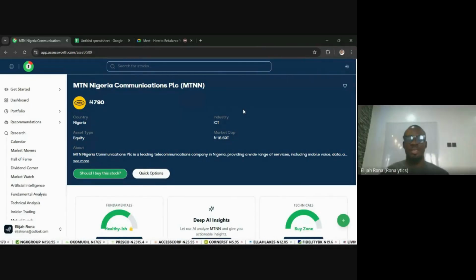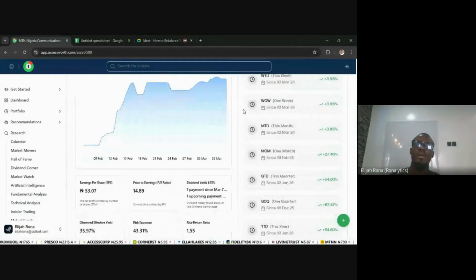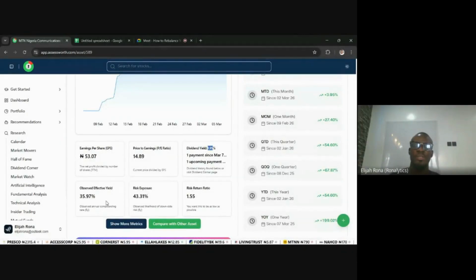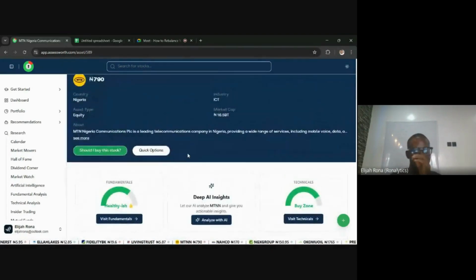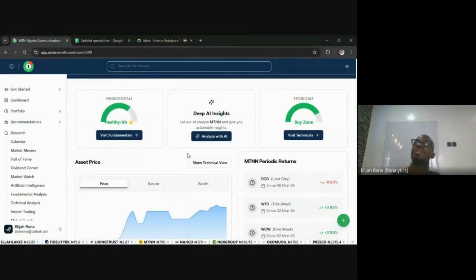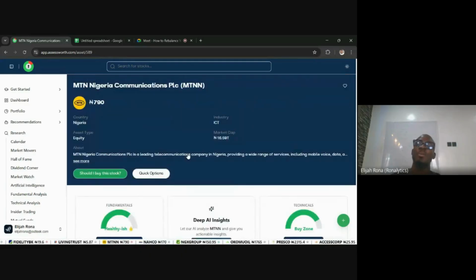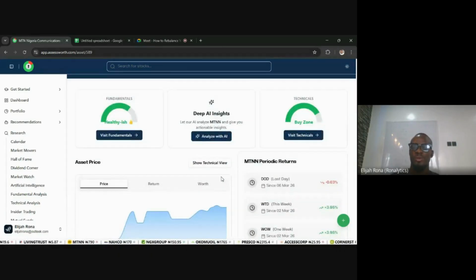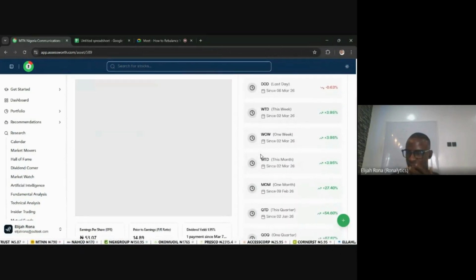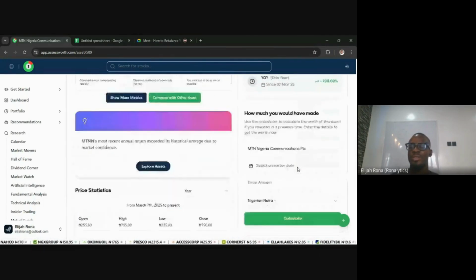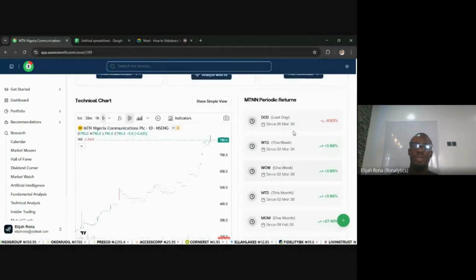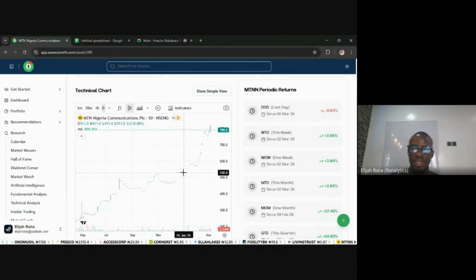Awesome. So this is MTN, right? This is MTN Nigeria. You can see the dividend yields, the effective yields, the PE ratio, etc. But while we are here, we want to see the first price of MTN in 2026 as well as MTN's current price. So coming here, show technical view. I just love to do this. You can either do it like this or you search for the price using this calculator. But because of time, let's just get this.